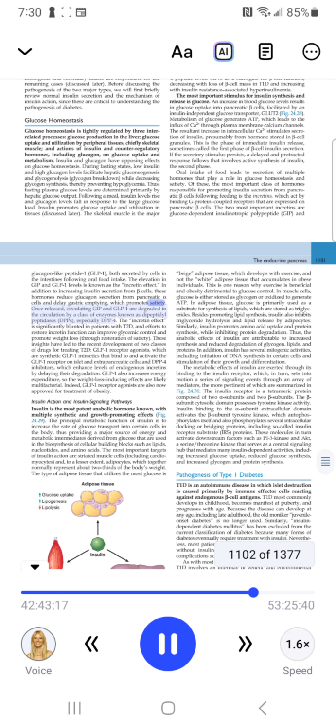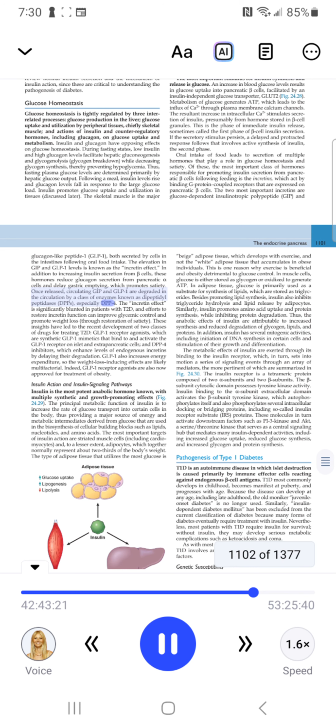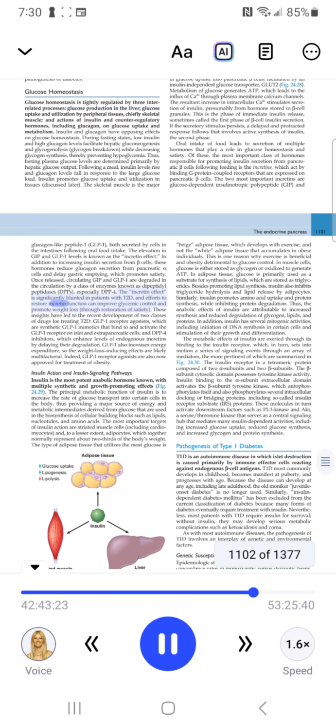Once released, circulating GIP and GLP are degraded in the circulation by a class of enzymes known as dipeptidyl peptidases, DPPs, especially DPP-4. The incretin effect is significantly blunted in patients with T2D, and efforts to restore incretin function can improve glycemic control and promote weight loss through restoration of satiety.